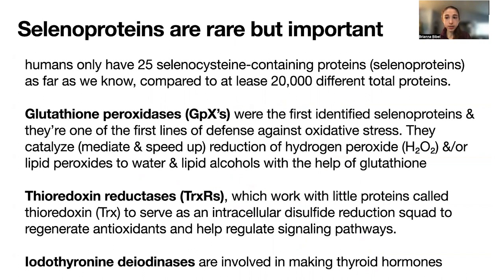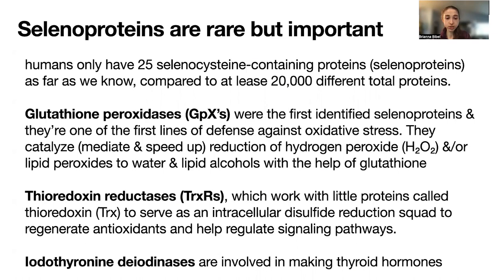So, some of the key selenoproteins in your body. There are about 25 that we know about. We call these selenoproteins. We have about 20,000 different proteins in total, but only about 25 of these actually have selenium. So it's really rare. But when proteins do have selenium, they're really, really important.